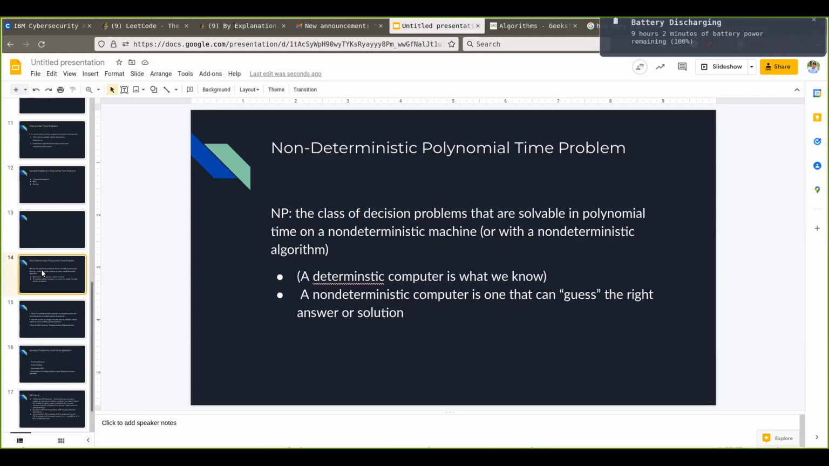Okay, now the second part is non-deterministic polynomial time problems. The class of decision problems that are solved in polynomial time on a non-deterministic machine. So what are non-deterministic machines?